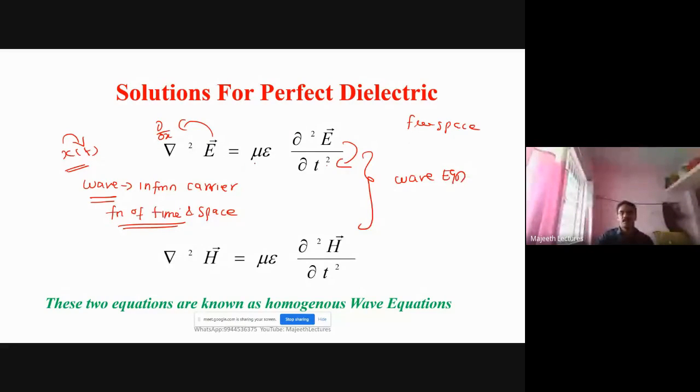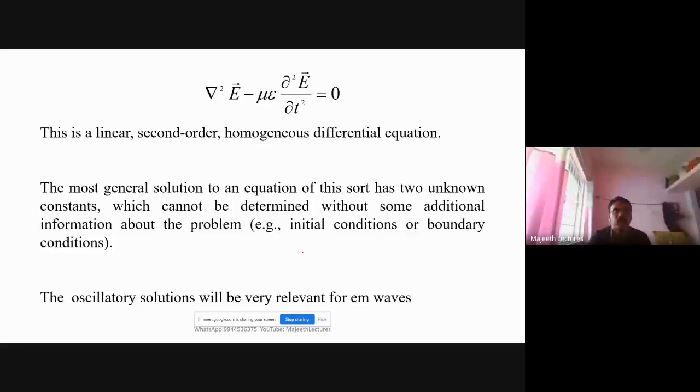Del square E is equal to mu epsilon dou square E by dou T square. This is the wave equation for electric field in dielectric or free space. Wave equation for magnetic field, same thing: del square H is equal to mu epsilon dou square H by dou T square. Fine? Okay.